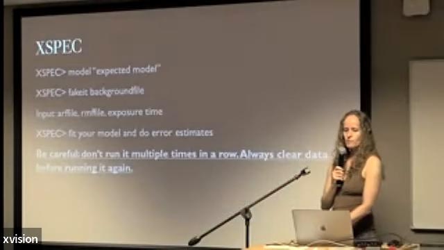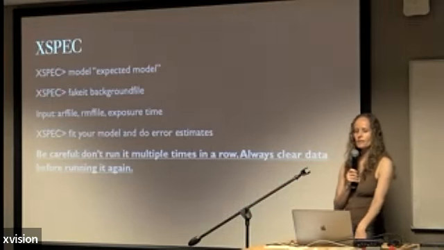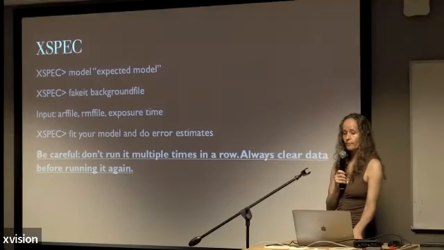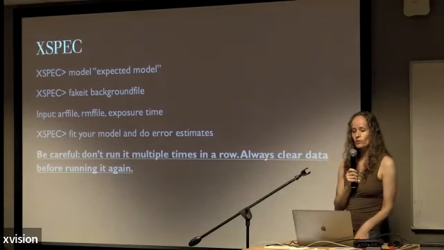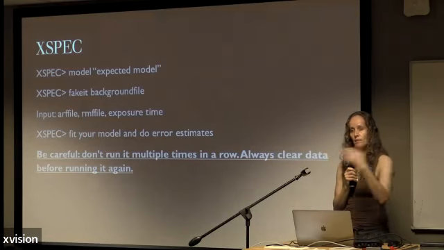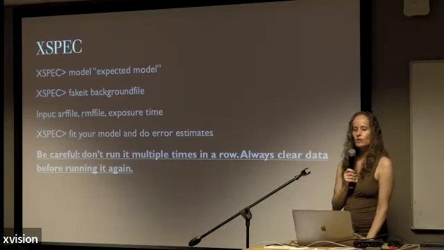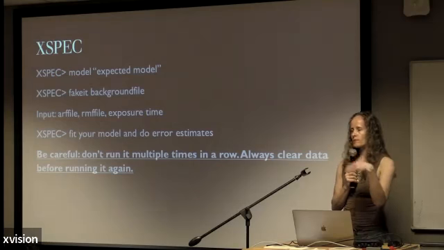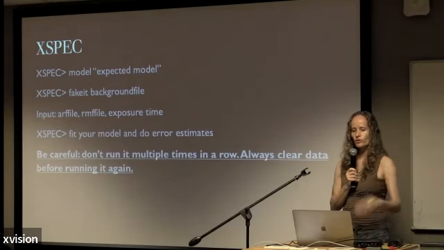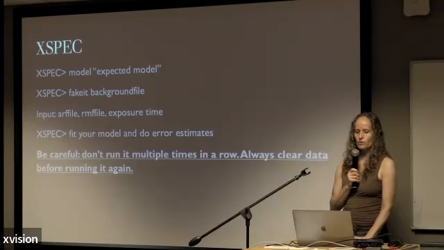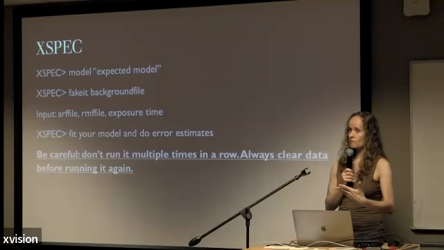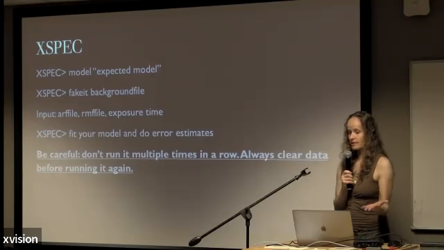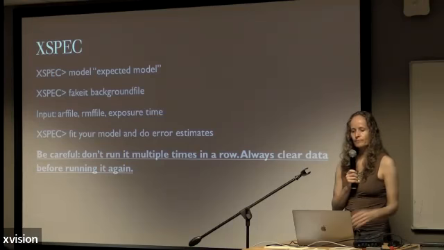With XSpec, if you have the response files of the instrument, you can simulate your model. So what you do is you first put the model into XSpec, the same way you've been doing it when fitting, and then you use the command called fakeit, and then the background file name in there. Then it'll come up with a dialogue, and you enter your ARF file, your RMF file, and your exposure time, and then it'll fake your spectrum. Then you can fit your model, and you can do error estimates on the parameters that you're interested in, and that you can then put into your proposal.